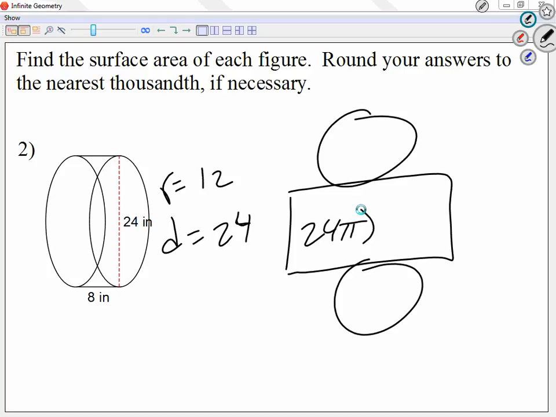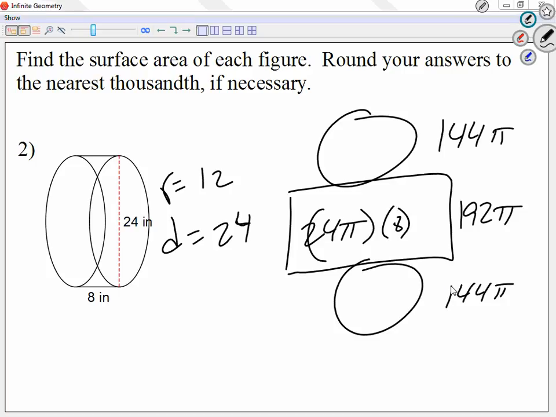And I'm going to multiply this by 8, which you notice is the distance between the circles. 24 times 8 is 192. So the rectangle is 192 pi. Now for the circles, I will use radius. The radius is 12, so I'm going to write 144 pi. Right, because I just went 12 times 12, radius squared.